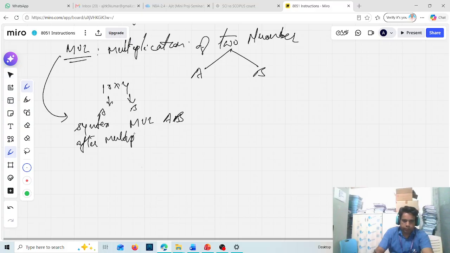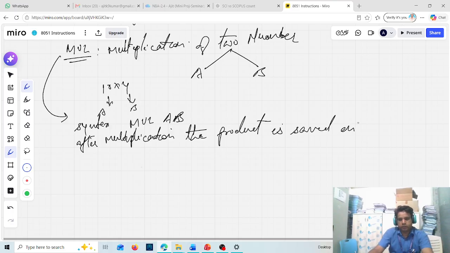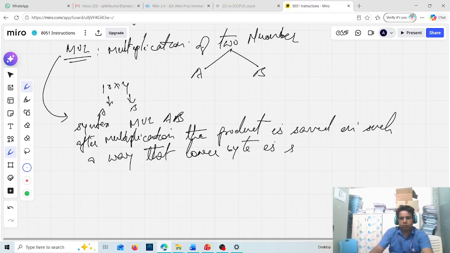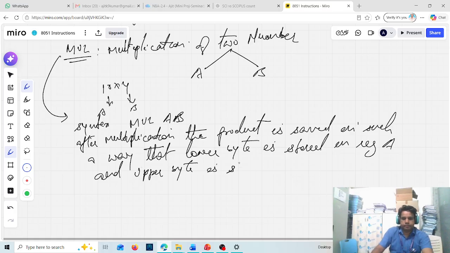After multiplication, the product is saved in such a way that the lower byte is stored in register A, and the upper byte is stored in register B.